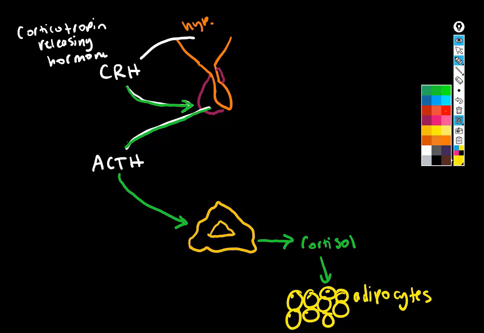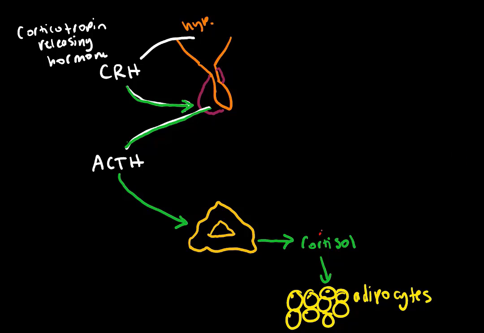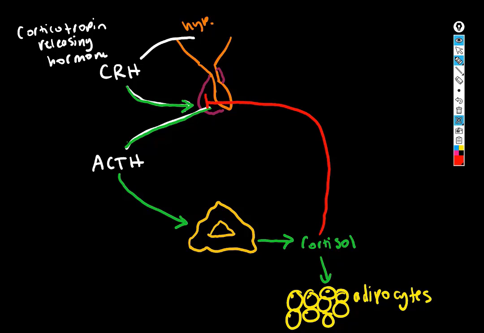Now I'm going to switch to red. So let's say a stressor was experienced and cortisol levels rose. Cortisol is going to circulate in the blood back to inhibit the release of ACTH. So actually, maybe I should draw this arrow this way. A red line with a T end means inhibit.